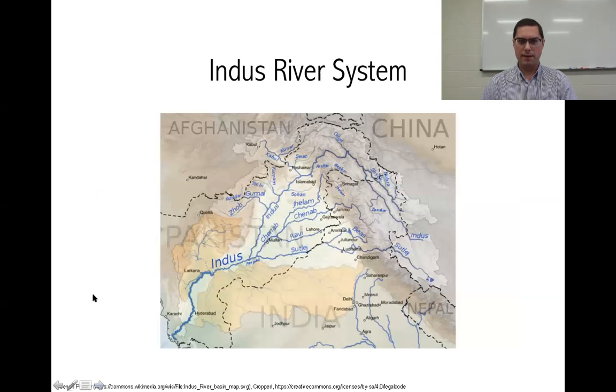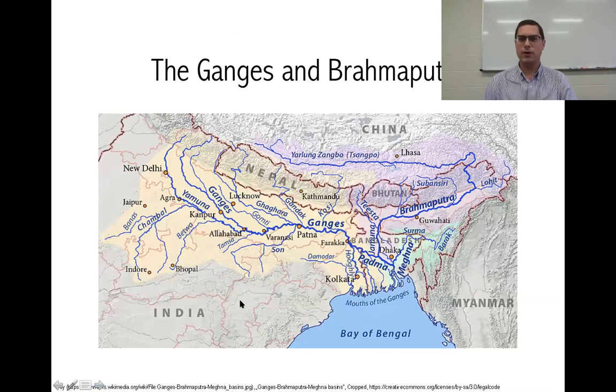So here is a map of the Indus River system. And obviously there's a bunch of rivers that flow into the Indus. The Indus itself is this one right here. And it is mostly in Pakistan, running down the center of Pakistan. And you hopefully recall that it was here in the Indus River area that the first civilization of the Indian subcontinent arose.